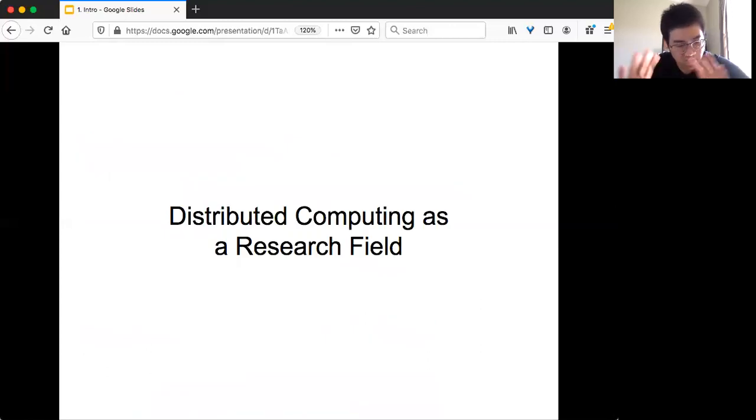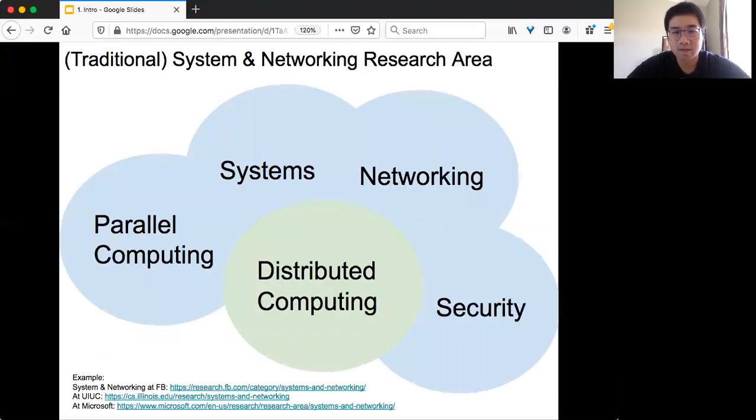Then you say, okay, I don't really care about this. I just want to know what kind of research I can do. What are some exciting research topics? I can tell you that distributed computing is related to lots of things. If you take a more traditional sense, you can check how Facebook, Microsoft, and UIUC divide the system area. Then you have distributed systems.